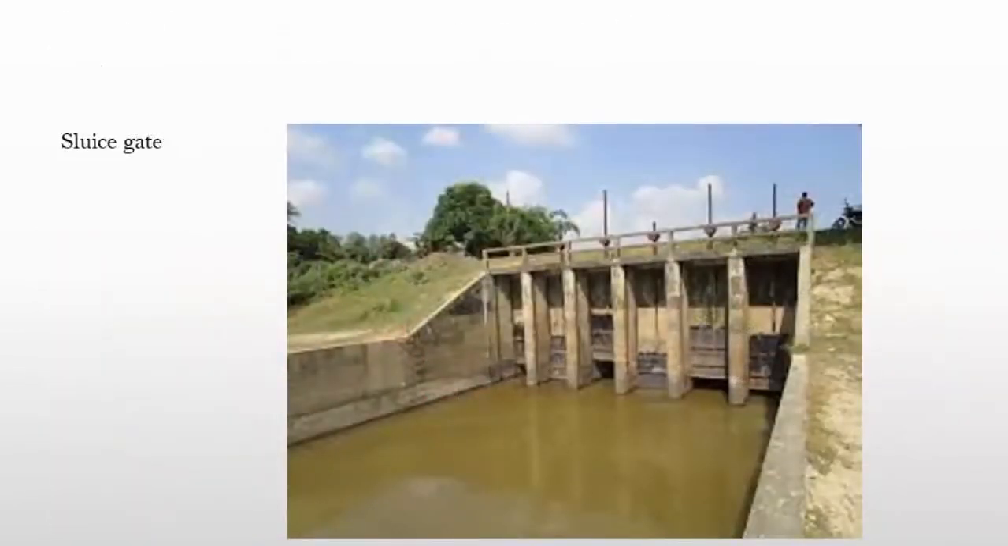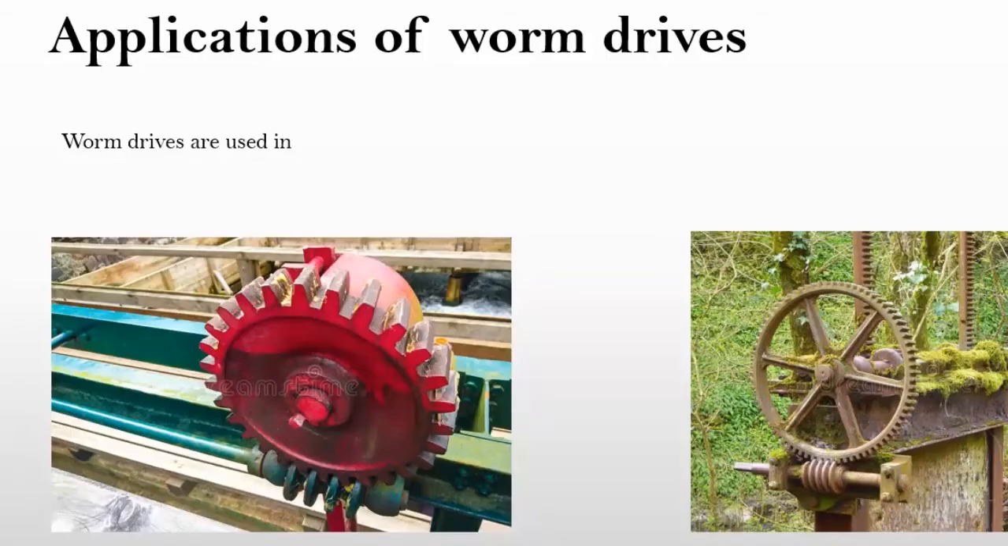These kinds of gates normally use worm drives because they can give a higher gear ratio. So even if the motor is running very fast, the gate will open slowly, right? The worm drive is also used in cranes, and even in automobiles. For a steering drive also, some automobiles and vehicles use these worm drives.